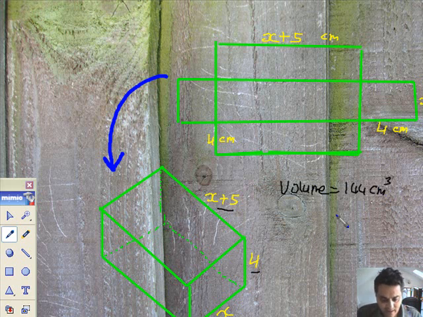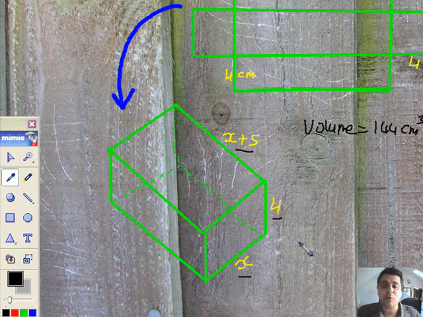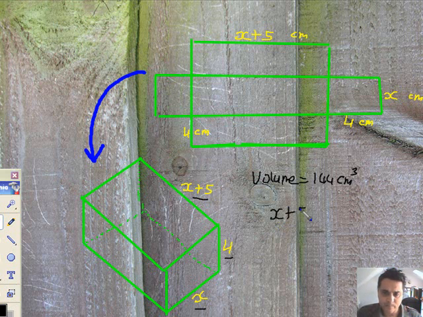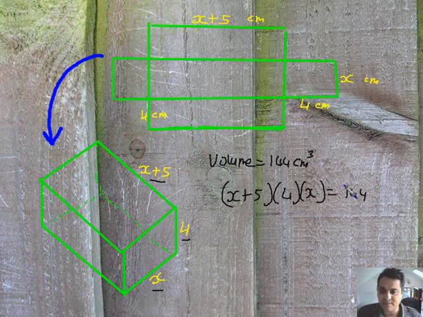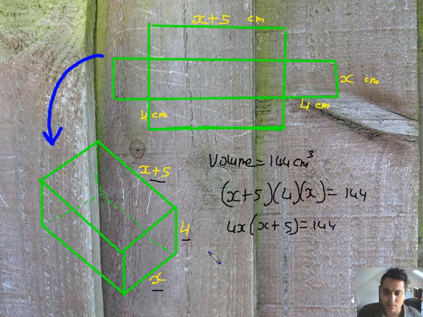Let's be careful. Now, how do you get a formula for the volume of a box? Well, a box is width times height times length, or essentially that times that times that. So let's just do that. We've got x plus 5, multiply that by 4, and multiply that by x, and that will all come to 144 centimeters cubed. That's my equation. So what have I got? I've got 4x multiplied by x plus 5 is 144.